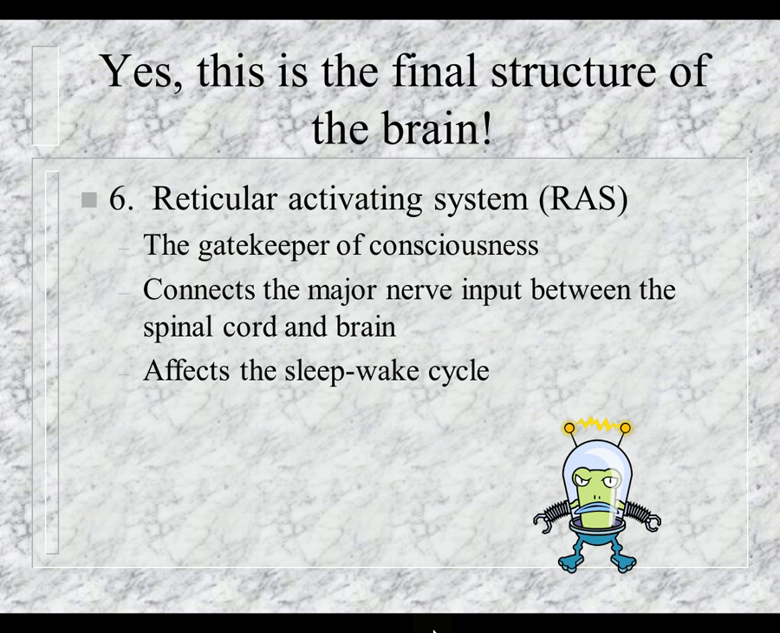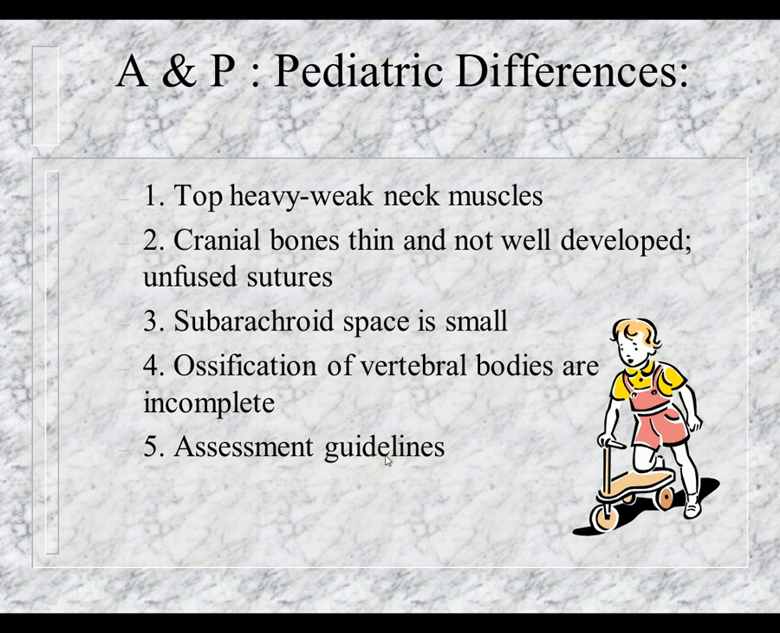Yes, this is the final structure known as the reticular activating system. It's the gatekeeper of our consciousness. It affects a lot of our sleep-wake pattern. So we know as we get older, it gets a little confused and we don't sleep as well as we used to. A and P, pediatric differences. It's very important to know these.